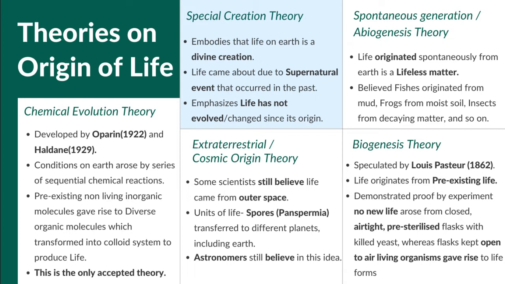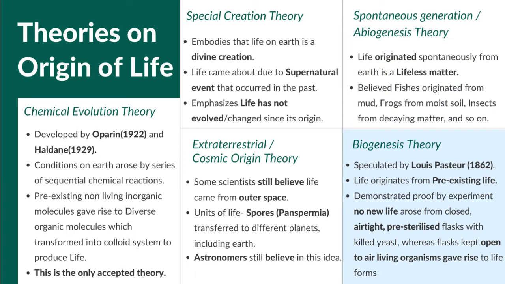Special creation theory. It says that life on Earth is a divine creation and also attributes to supernatural event at a particular time in the past. It also emphasizes that life has not changed ever since its origin. The next one is spontaneous generation or abiogenesis. According to this theory, life originated spontaneously from lifeless matter. It was believed that fishes originated from mud, frogs from moist soil, and insects from decaying matter.